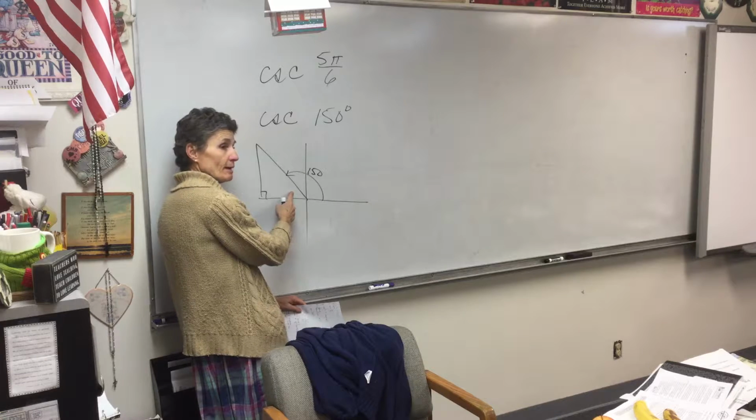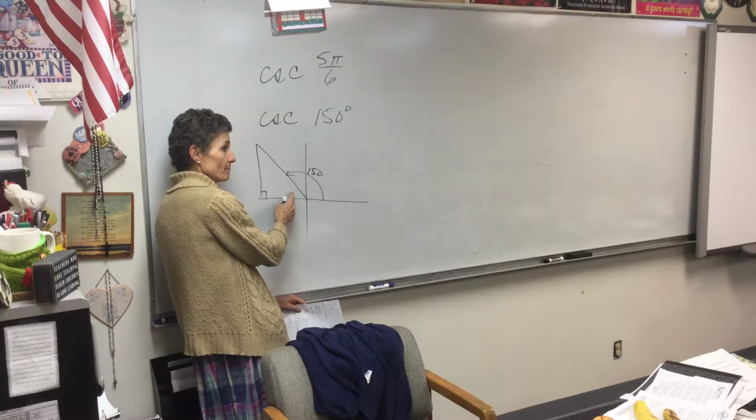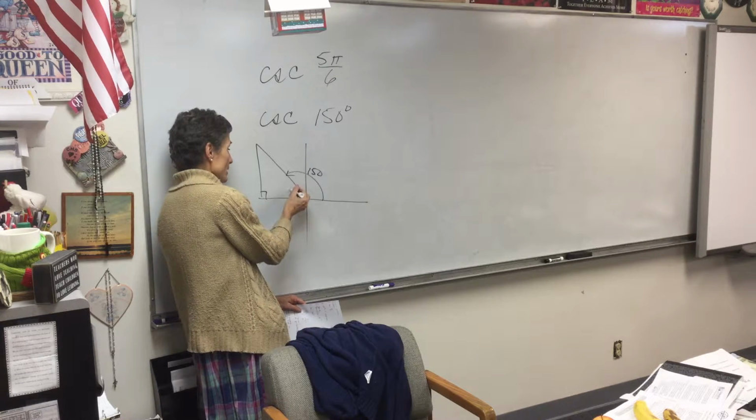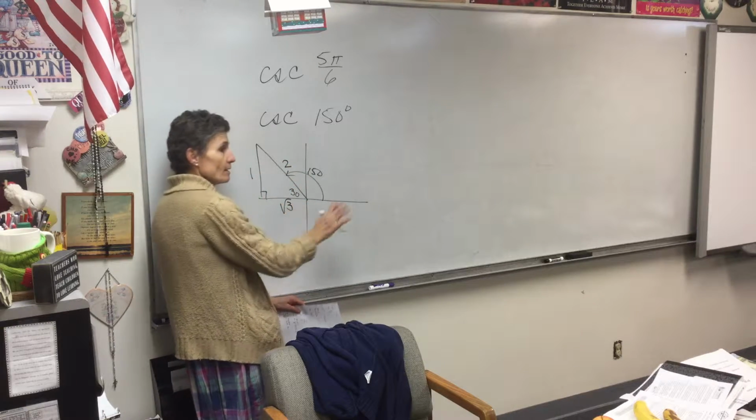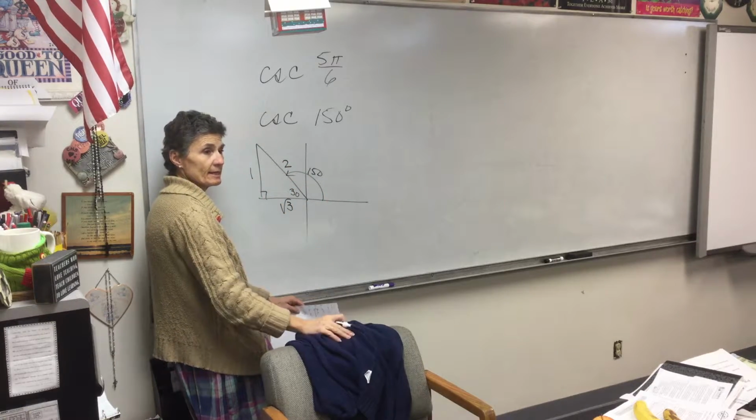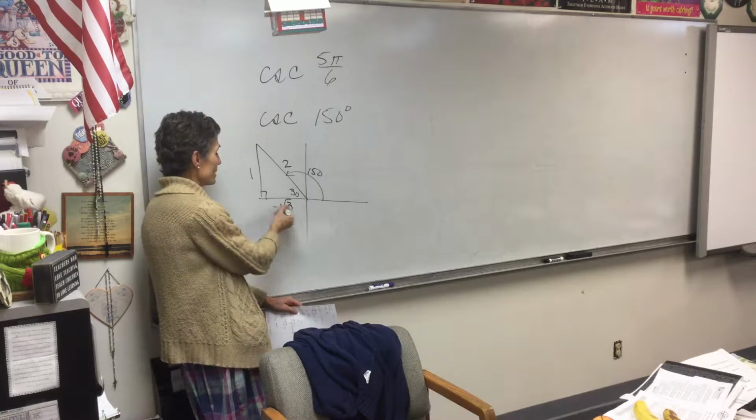That's the key right there. How big is it? 30. So we got a 1, a 2, and a root 3. Negative. Put the skids on. Anything negative? Root 3.